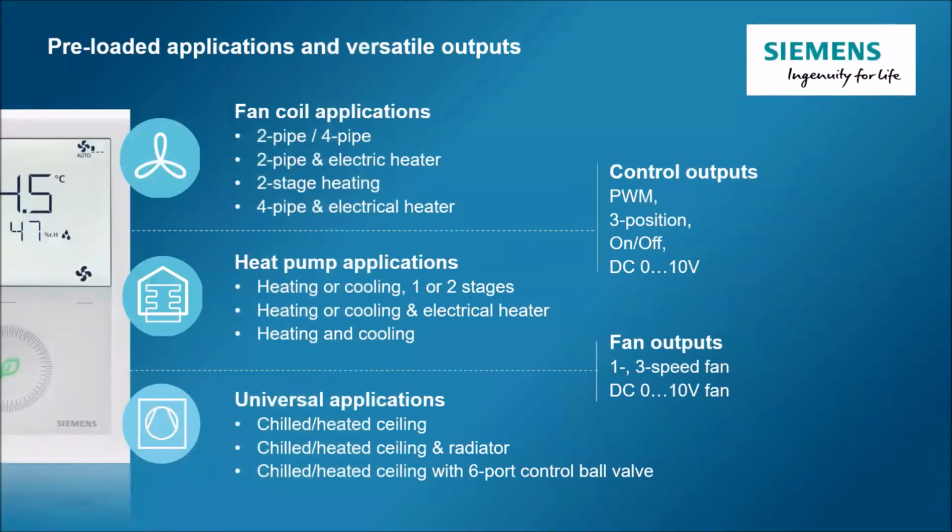If I now go a little bit more into the details with those applications, the RDG200 comes with a preset application, and you can cover most of the fan coil applications: 2-pipe, 4-pipe, 2-pipe with electric heater, even 4-pipe and electric heater, some heat pump, and some universal applications, chilled ceiling combined with a radiator, or chilled ceiling with a 6-way valve. And really, if you combine all those applications with all the outputs that we just talked about and the fan outputs, you can have an idea of how many functions and how many applications you can cover.